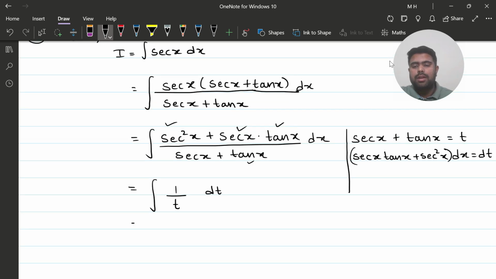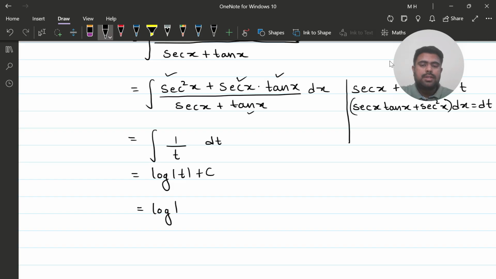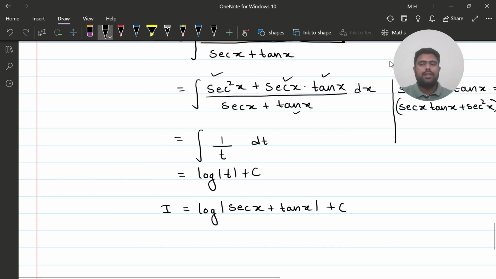So what is it? It is going to be log mod t. I multiplied and divided only so that this would come. Therefore log mod t plus c, which is equal to log mod of t, and t is sec x plus tan x, plus c. So this is going to be the integral I.